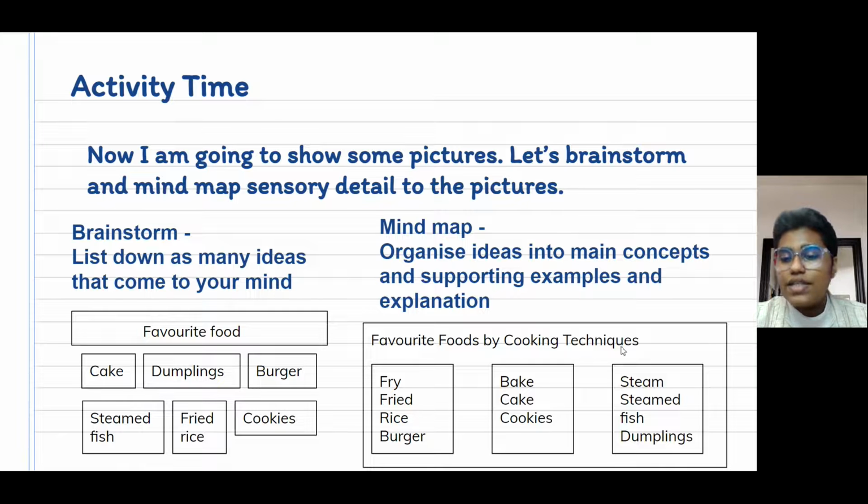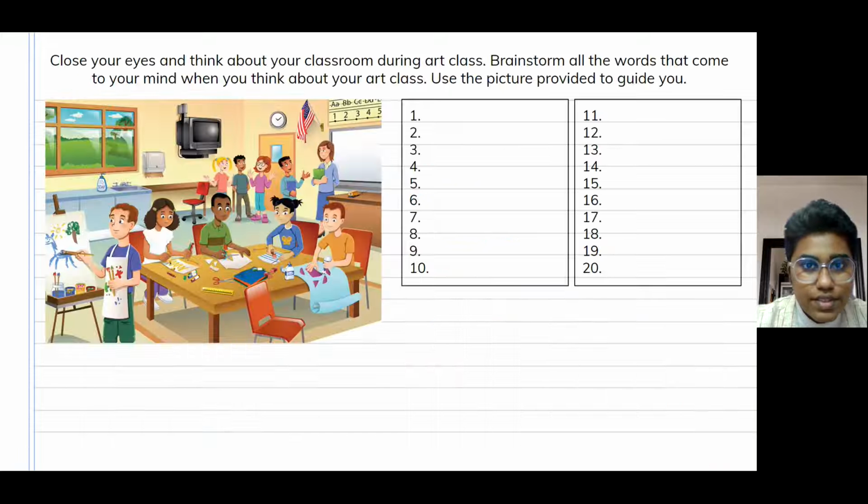Favorite foods by cooking techniques. So all the fried food, you can put it under one category, one group. And then baked goods can be one category, and then steamed food can be one category, right? So it's more organized and it's more detailed. So keep that in mind. You can either brainstorm or mind map or do both. So let's try doing that.